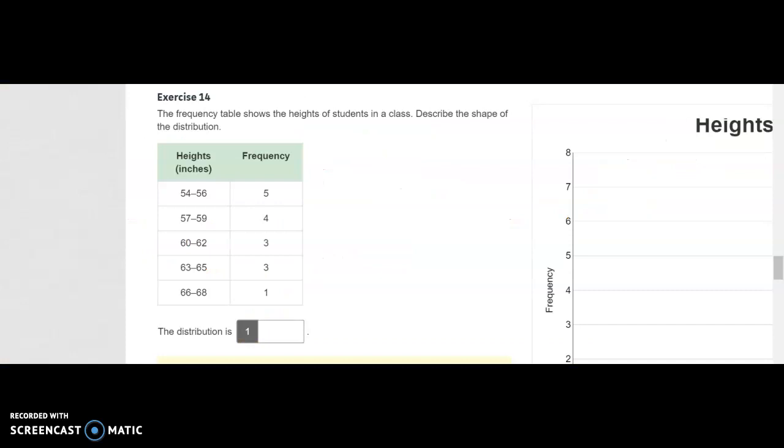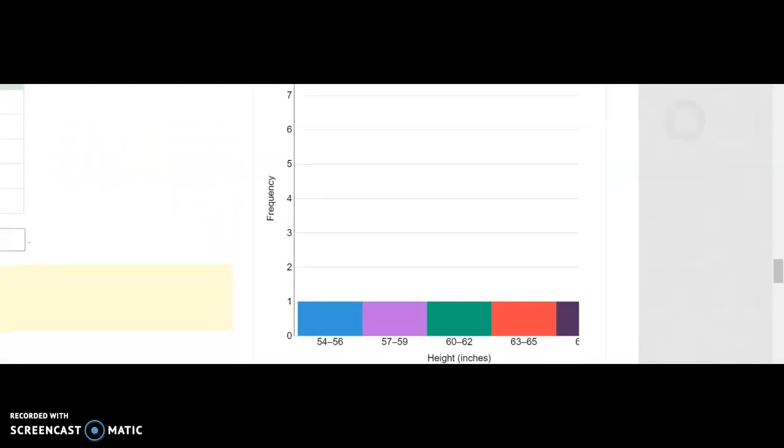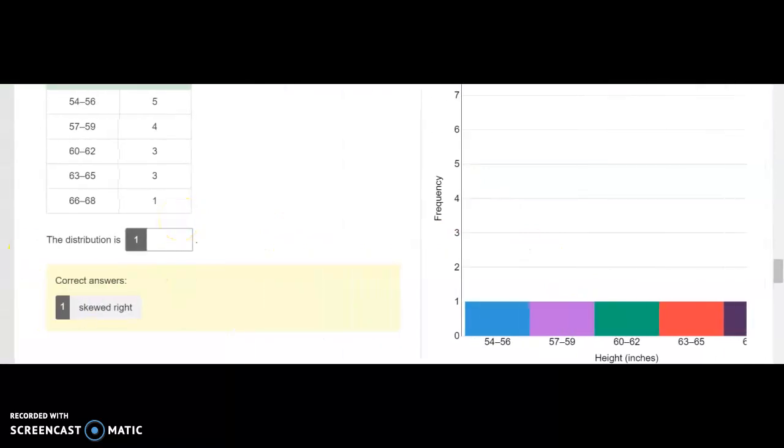Okay, this frequency table shows the heights of students in a class. Describe the shape of the distribution. And so we have 5, 4, 3, 3, 3, and 1. And we can already see where it's going to be skewed. But we're going to go ahead and plug it in. So our first one is 5. So we would pull this up to 5, and so on. And then what we're going to see is a graph that's going to start to go this way. So we're going to say that it is skewed right.